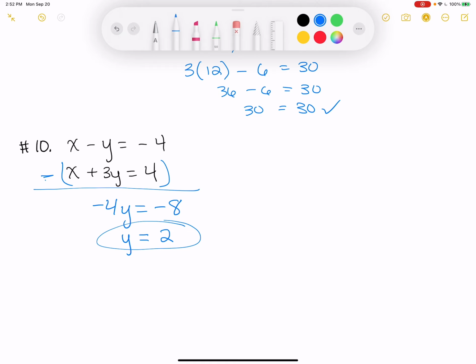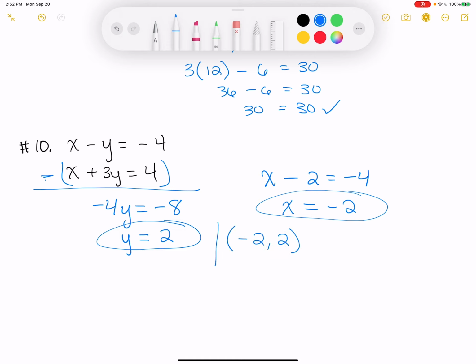And top or bottom? Top. All right, so x minus 2 equals negative 4. I'll add the 2 over. So x is equal to negative 2. So I get the ordered pair negative 2, 2.